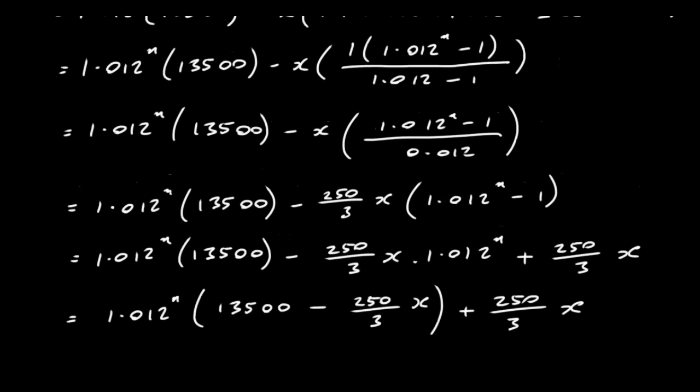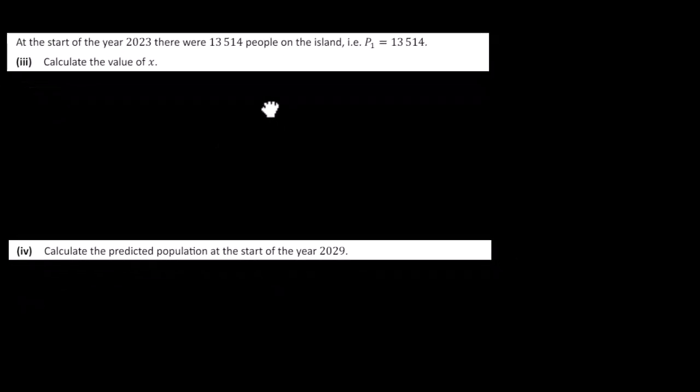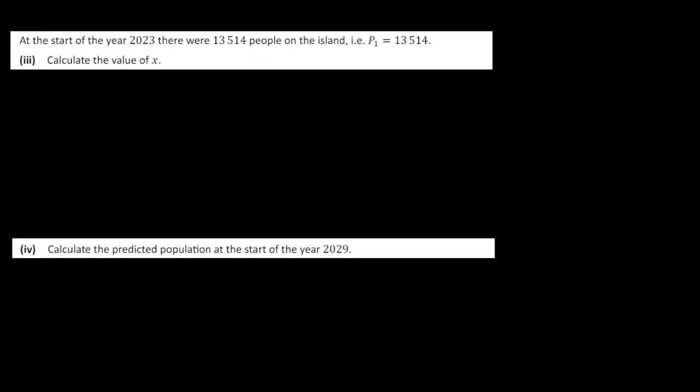Okay, so let's have a look at the next one. We have part 3 here. At the start of the year 2023, there were 13,514 people on the island. That is, P1 is equal to 13,514. Calculate the value of x.